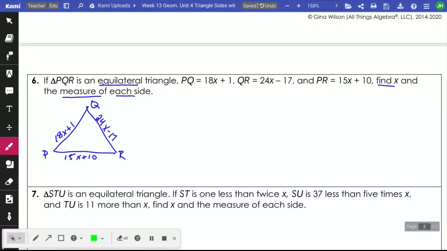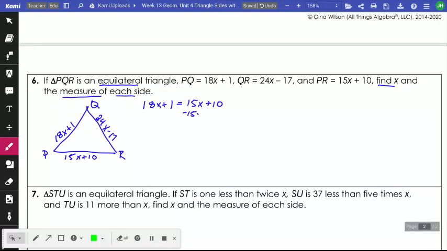Okay, since it's equilateral, I can set any pair of the sides equal to each other. And notice they're all the same variable, so we can do that. Maybe if I want to do smaller numbers, I will do the 18x plus 1 equals 15x plus 10.